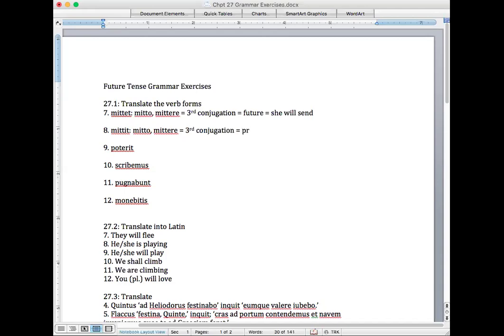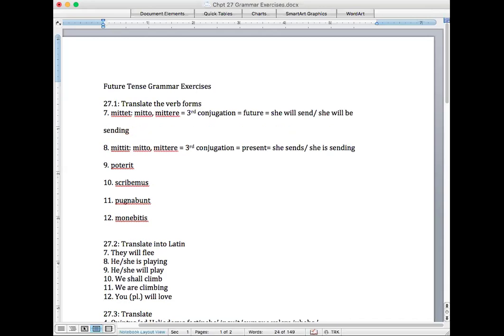So this one is going to be your present. Just she sends, or she is sending. Translation-wise, up here, you can do that progressive action. So she will be sending, if you want to do it that way, that's fine too.